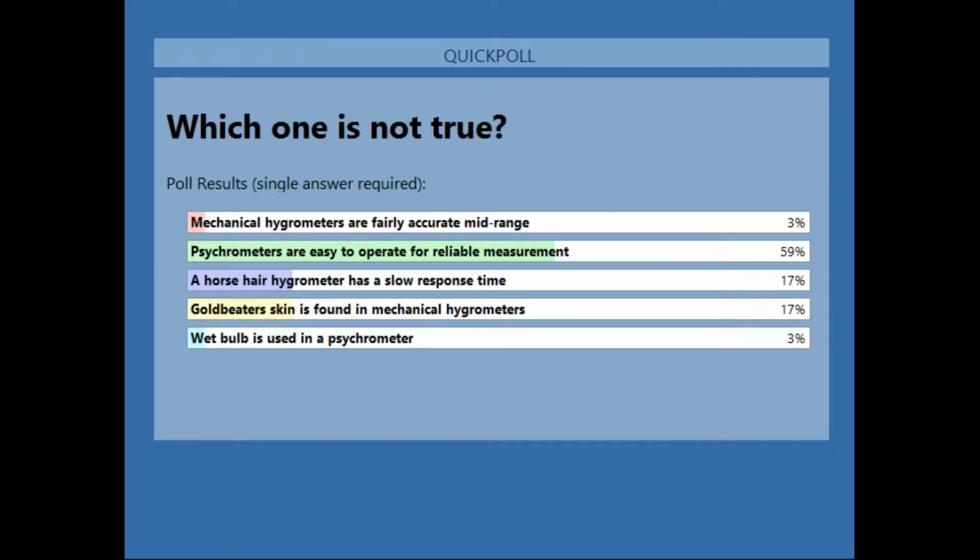The correct answer is the second one. Psychrometers are easy to operate for reliable measurement. That is not true. They're difficult to operate for a reliable measurement. Some people think, well, I can just sling it around above my head and that's all it takes. It takes a little more than that. So good job. 60% got that correct. Horsehair hygrometers do have very slow response times. Gold beater skin is found in mechanical hygrometers. Wet bulb is used in a psychrometer, and mechanical hygrometers can be fairly accurate mid-range.